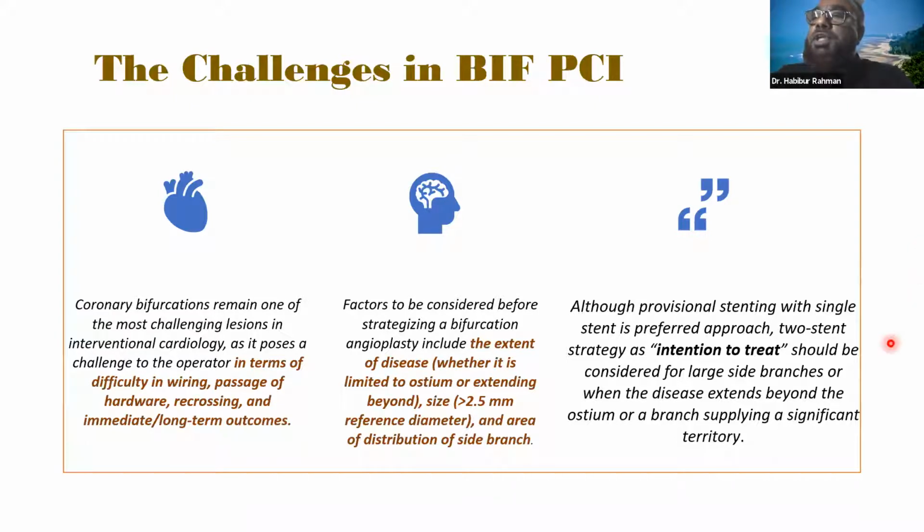Although provisional stenting with a single stent is the preferred approach, a two-stent strategy as intention to treat should be considered for large side branches, when the disease extends beyond the ostium, or for a branch supplying a significant territory.